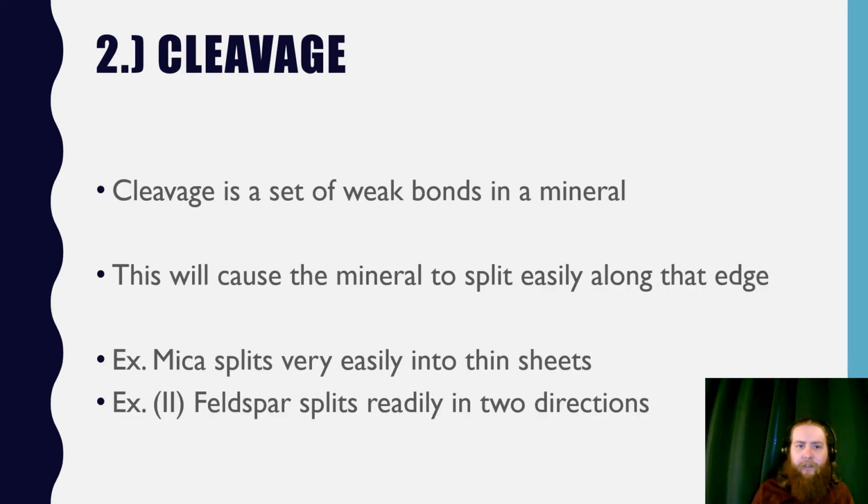Second is cleavage. And like we talked about earlier, cleavage is the set of weak bonds in a mineral. This means that chunk of that hand sample will look like it's going to split very easily along a certain edge. Some examples you're going to see are mica, which splits very easily into thin sheets like paper, and feldspar, which really splits in two directions. So it looks like it has two weak spots inside of this mineral sample.